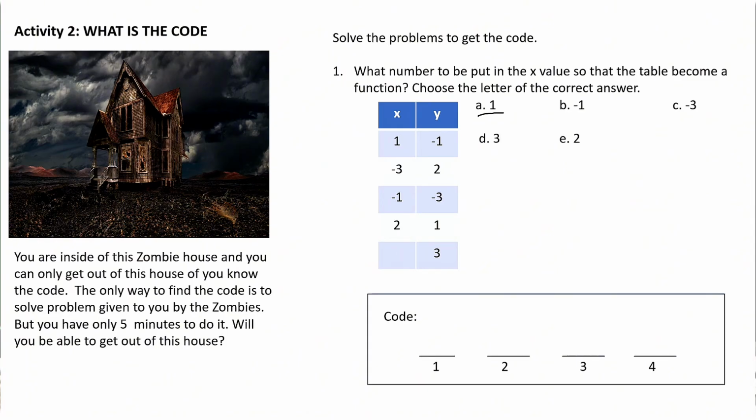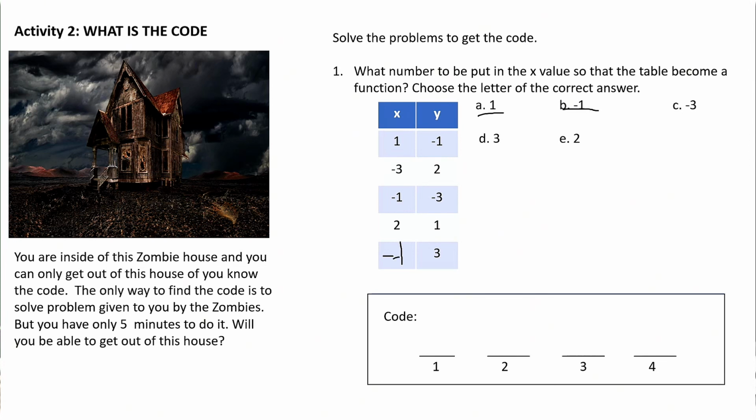How about when x value is equal to -1, letter B? So we put -1 here. There will be 2 -1s. Still, this is not an example of a function.